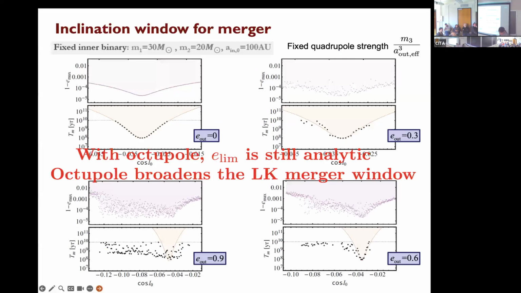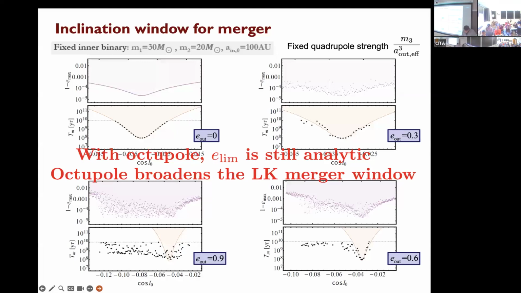The main takeaway from this is that the octupole can broaden the merger window. I mentioned before, if you only have quadrupole, the window is very small. Basically, the outer orbit must be close to 90 degrees with respect to the inner orbit. But once you turn on the octupole effect, if it's sufficiently large, you don't have to be at 85 degrees. You can still produce large eccentricity for a broad range of initial inclination. So the octupole broadens the merger window.